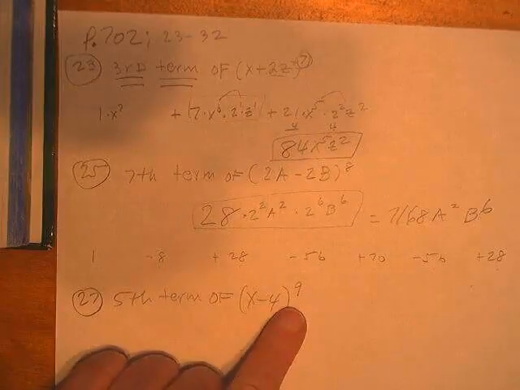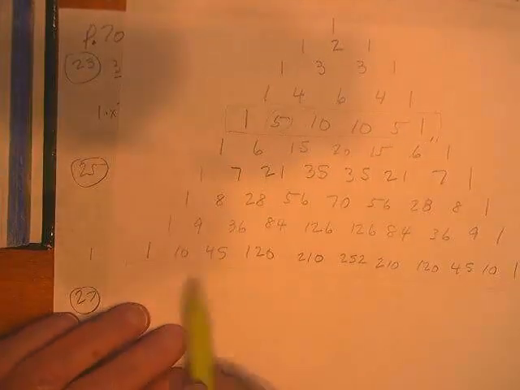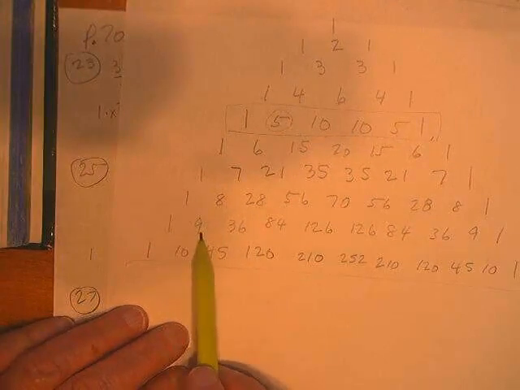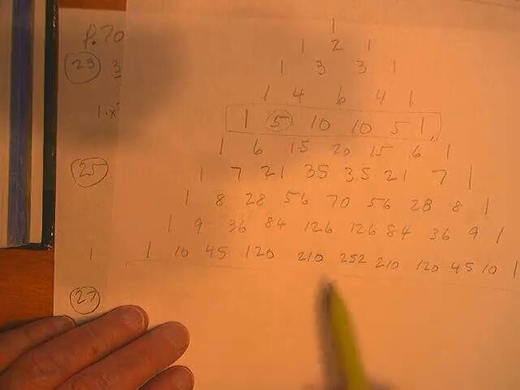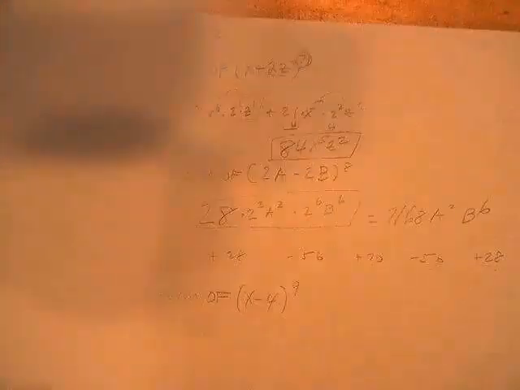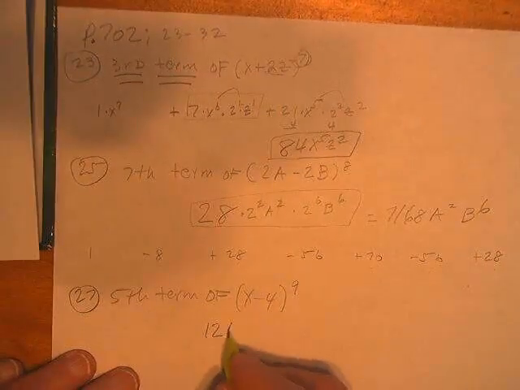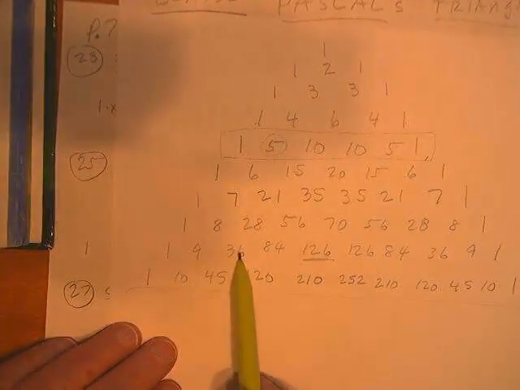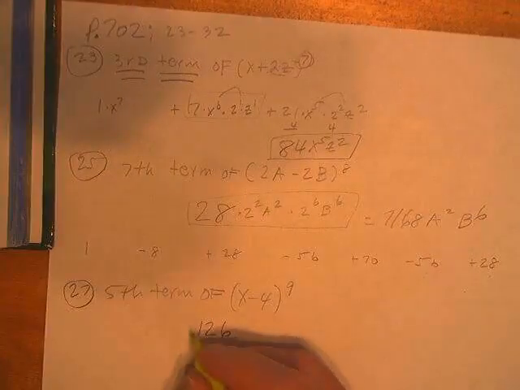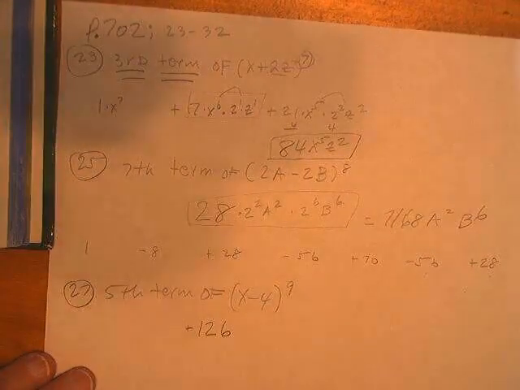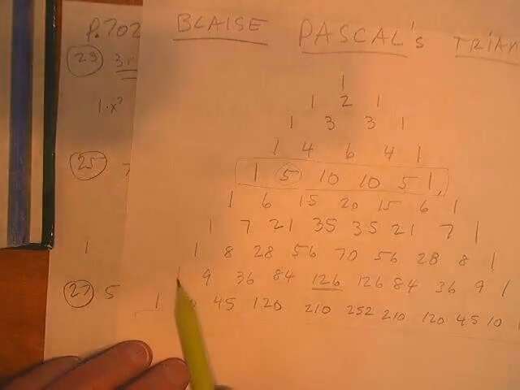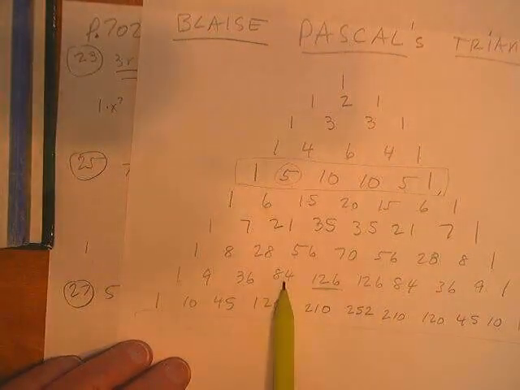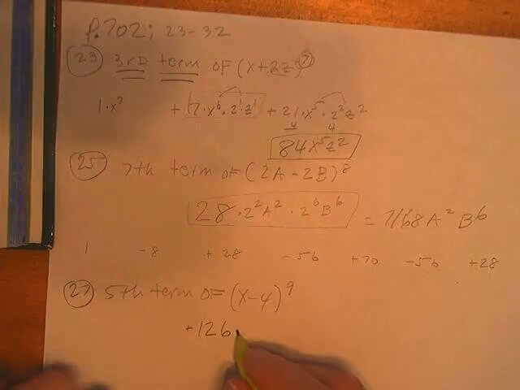Okay, so that's a 9 and I want the 5th term. Look right here: 1, 2, 3, 4, 5. This will be the 5th term, 126. Now, is it positive or negative? That's a good question. Plus, minus, plus, minus, plus. It's positive. Then x to the 9th, 8, 7, 6, 5th. x to the 5th.